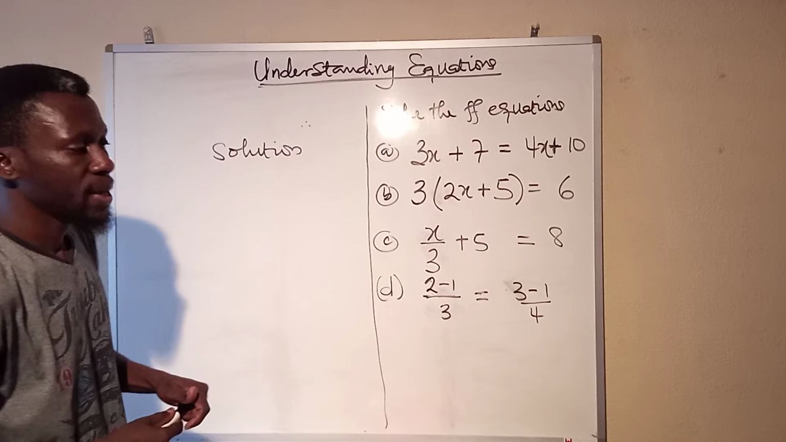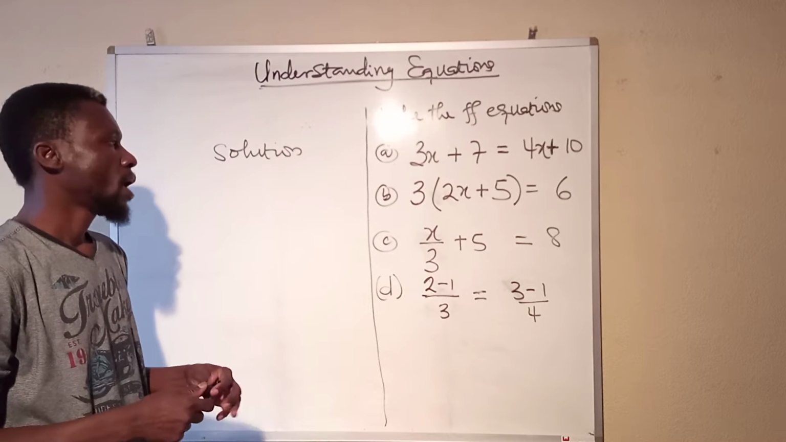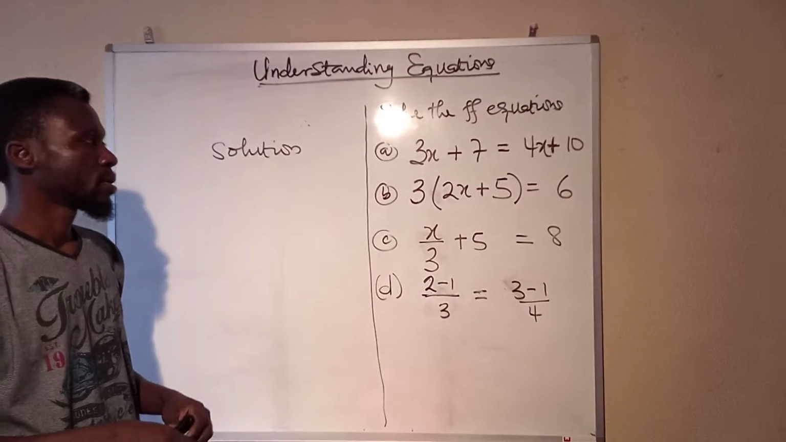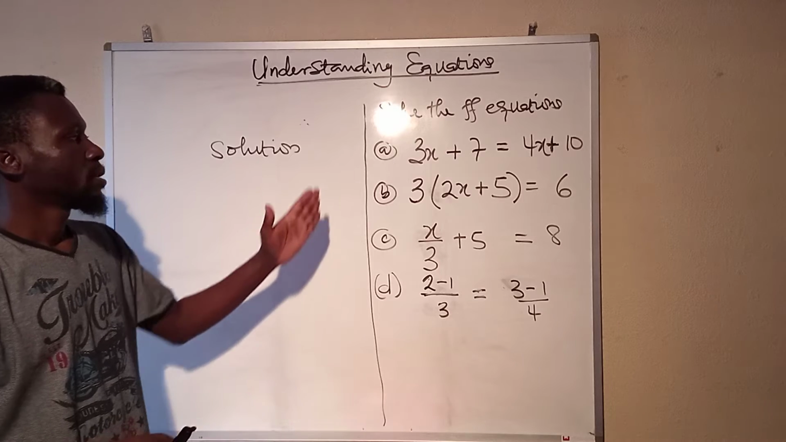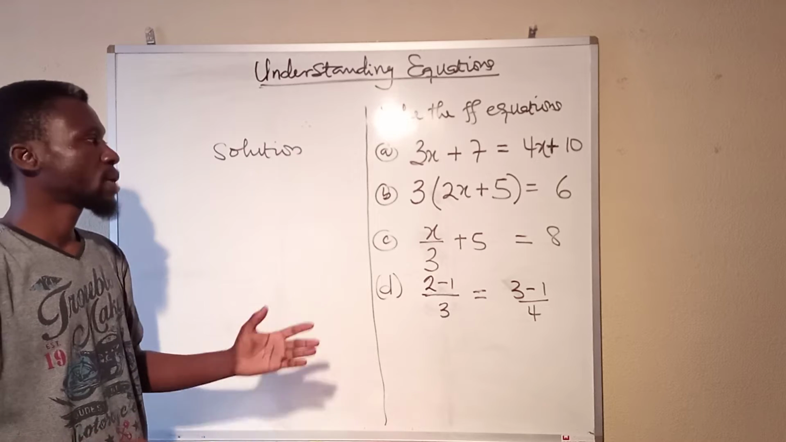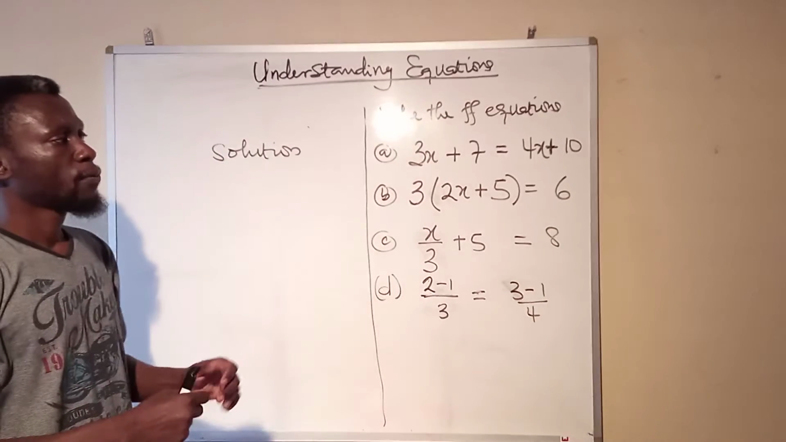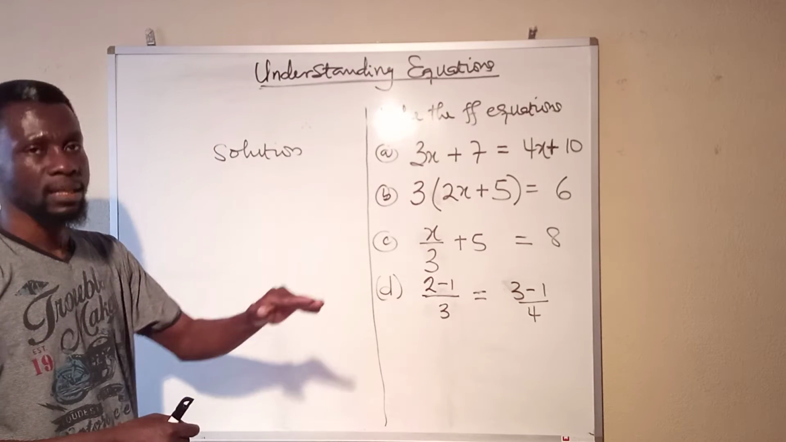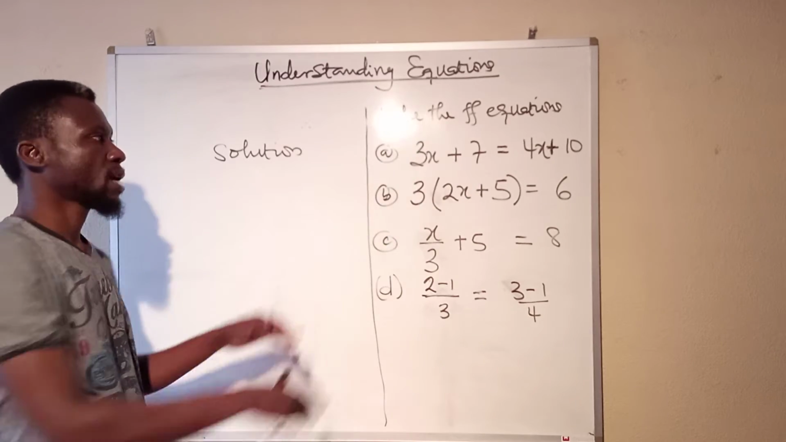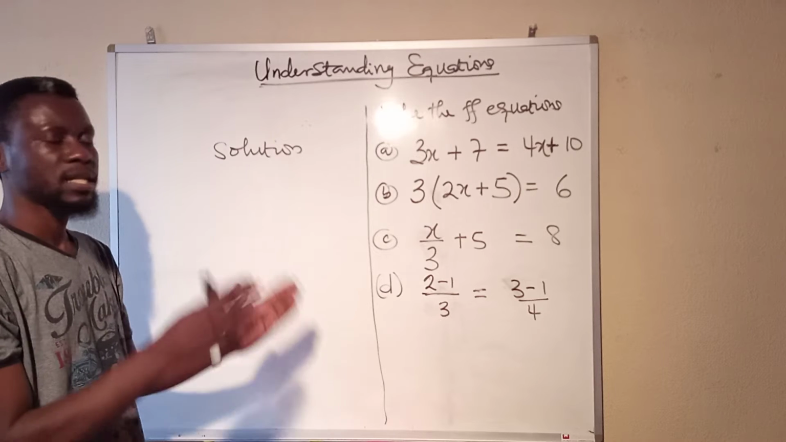Basically, at this stage, we know what an equation is. An equation is a mathematical statement that has got the equal sign. For instance, if we have 3x plus 7 is equal to 4x plus 10, it means that x is a certain number, so that when you multiply 3 by that number and add 7, the answer will be equal to 4 times x, which is the same number, plus 10. The equation has got the left side, from the equal sign to the left, and the right side, from the equal sign to the right. So it has got two sides, and the equal sign is at the middle.